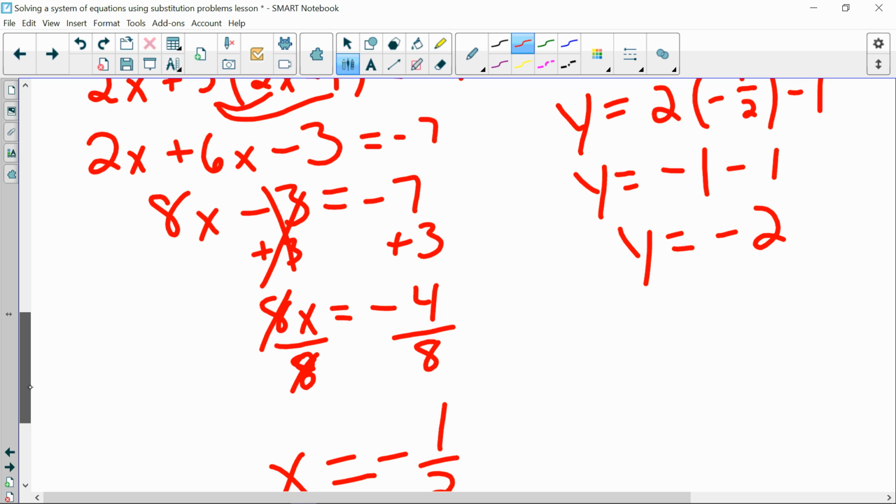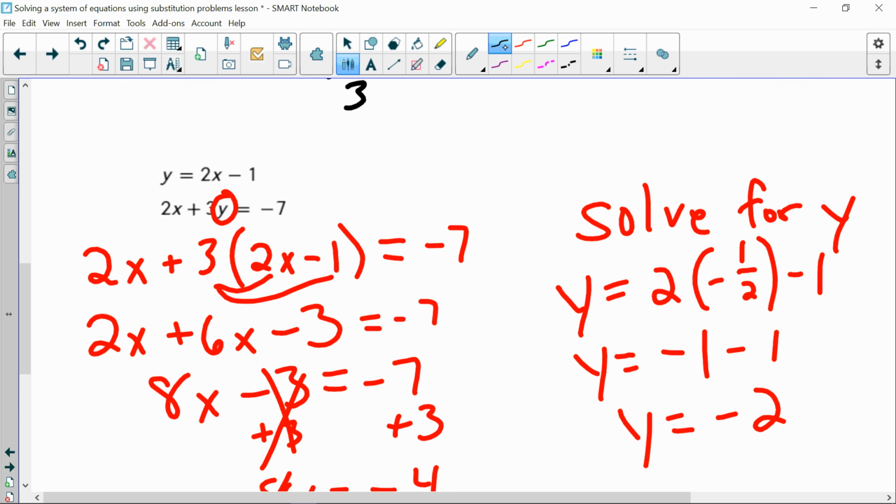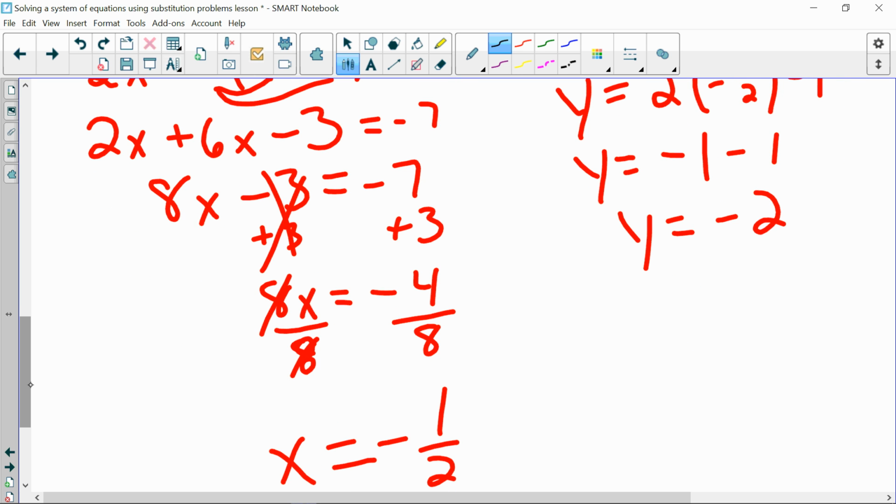So my final answer is in the form of an x comma y, -1/2, because that's what x was from over here on the left, and then comma -2. So that's my final answer. Remember, even when you're graphing, your final answer is always a number, comma, a number, if there's only one solution. And we're going to get to the other 2 possible options coming up right now.